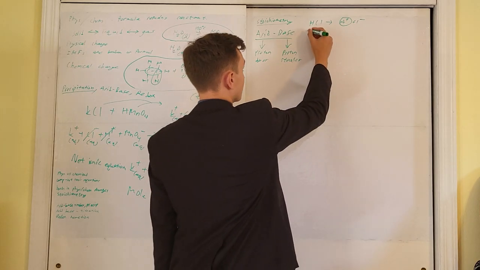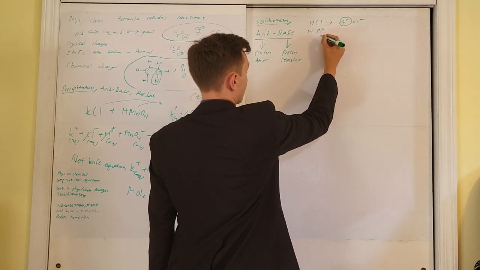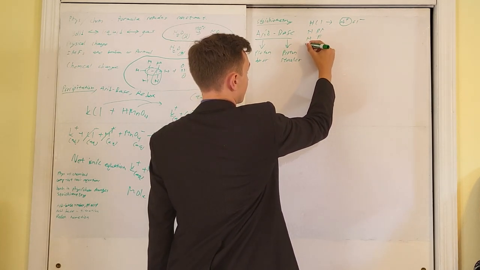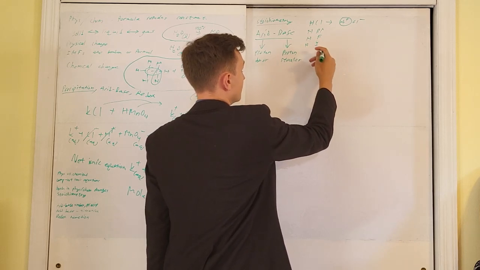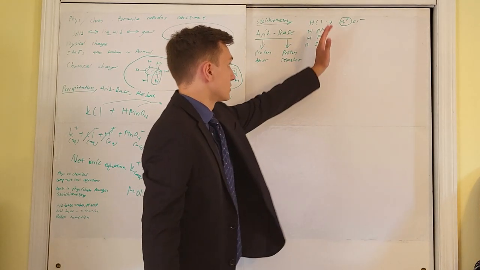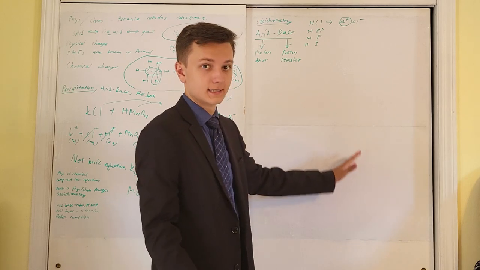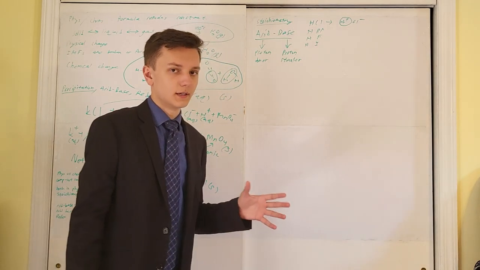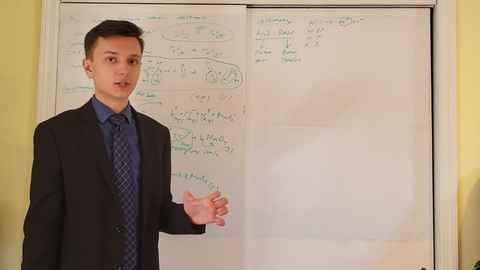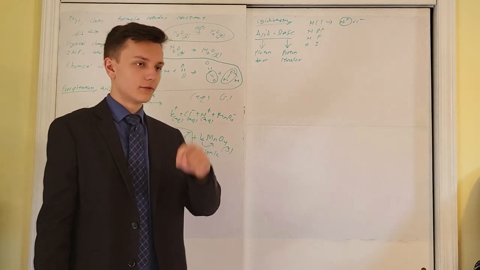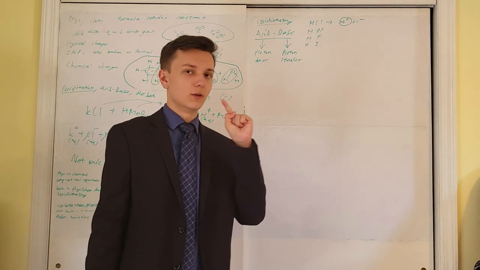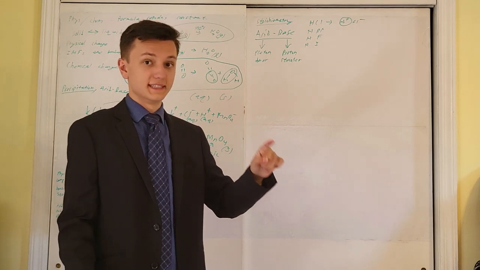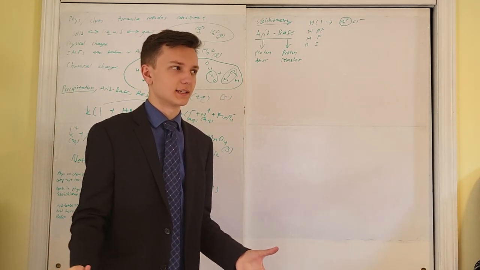Another example is HBr, HF, HI, the hydrogen bonded to a halogen. These are all acids. They all have differing strengths, but we'll cover that topic much more in depth when we deal with equilibrium and the whole dedicated acid-base unit. I think that's unit 8.